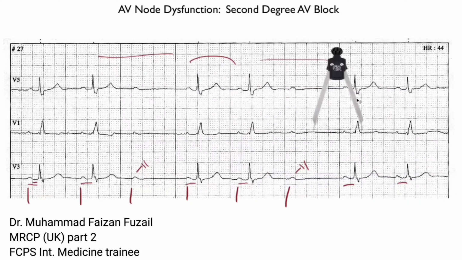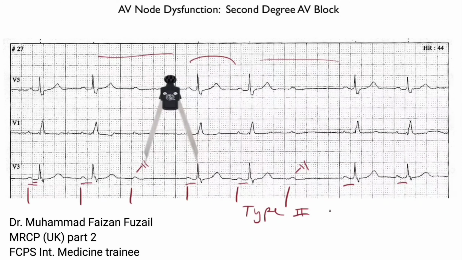If we get out our calipers and look at the R to R interval, you should be able to see that the R to R interval from here is exactly 2 times the previous R to R interval. So when the pause is exactly 2 times the previous R to R, that tells you that the PR is not changing, and now what you have here is type 2 second degree AV block.